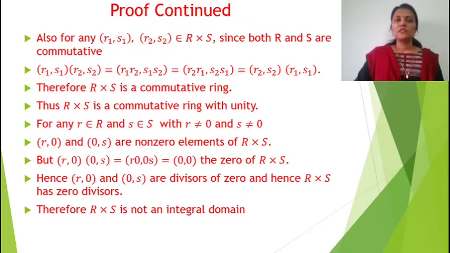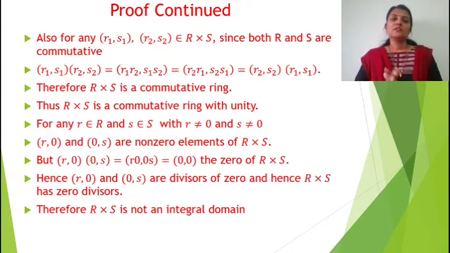So we have shown that it is a commutative ring with unity. Now again we have to show that it is without 0 divisors to prove that it is an integral domain. But here (r, 0) and (0, s) are divisors of 0. So R cross S is not an integral domain.